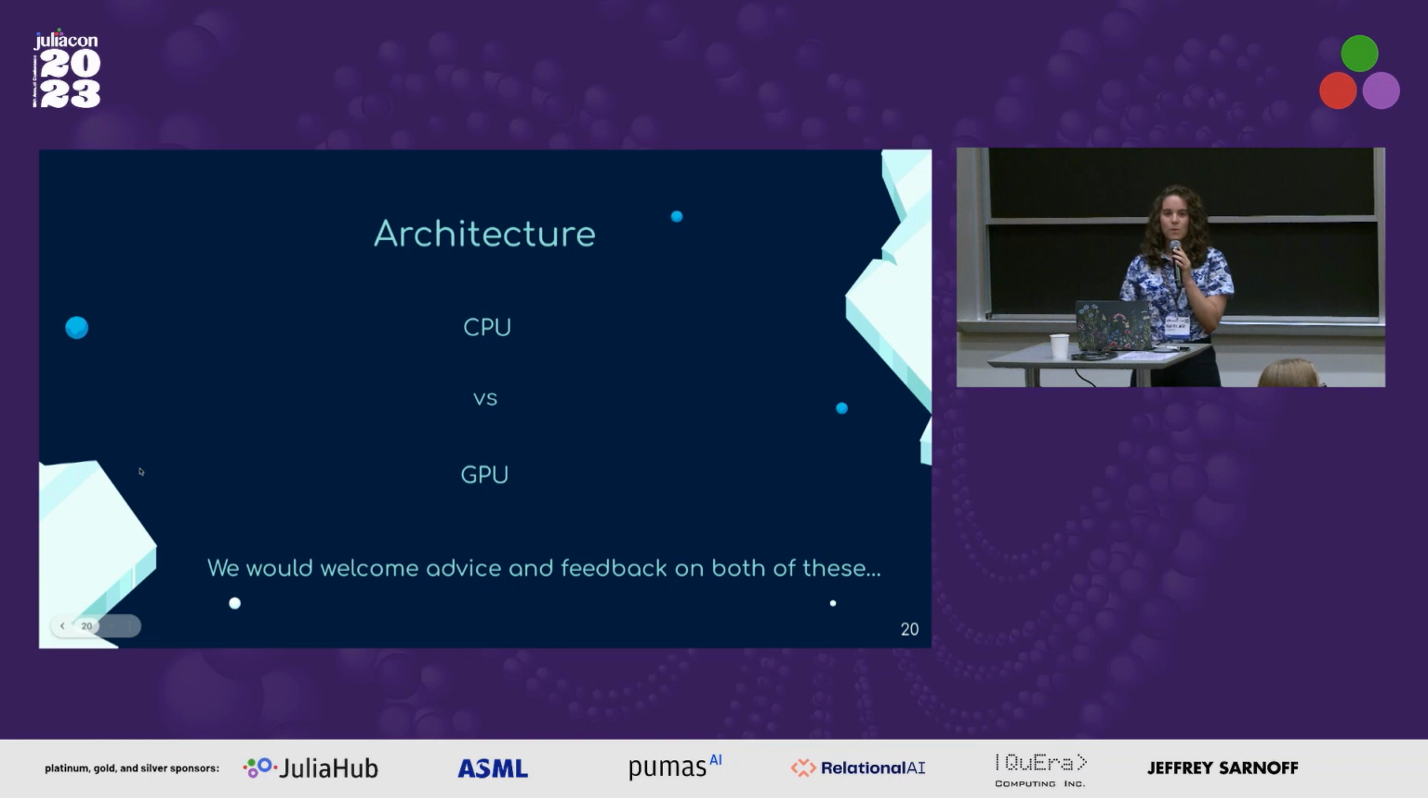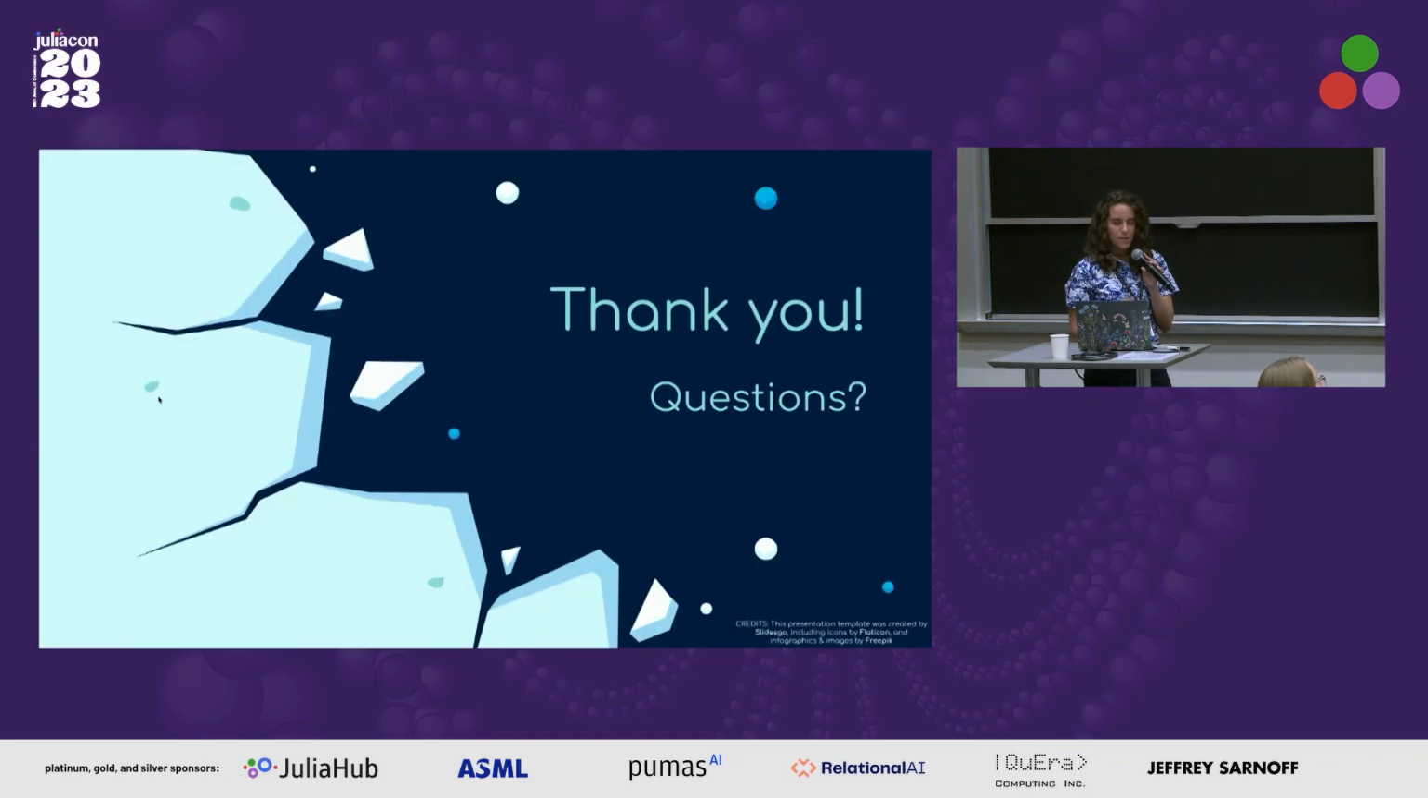And that leads into our other question. Right now, we're on CPUs, but obviously, we couple with Oceananigans, which is on GPUs. And so we were wondering if that might be something that would be well-suited to this problem, and it's something we've started researching, but would welcome feedback on either of these points. So thank you.